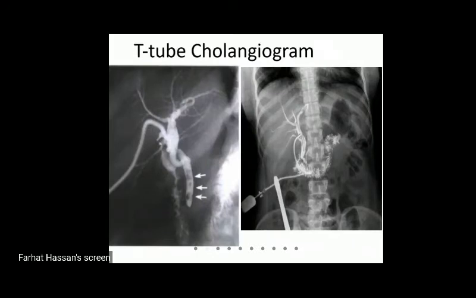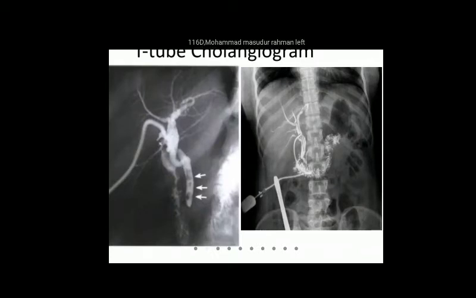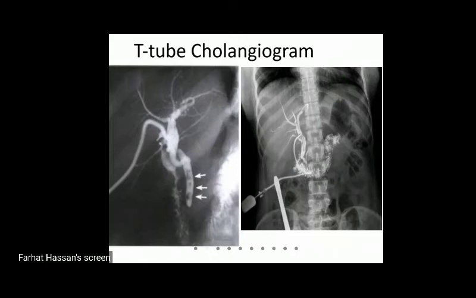There is a dilated bile duct, common bile duct, dilated with some filling defect, multiple stones, possibly stone. So there is a dilated bile duct with some radiolucency. That is the filling defect in the common bile duct. And on the right side, dye is passed easily through the duodenum. So on the right side is a normal T-tube cholangiogram. On the left side it is the T-tube cholangiogram. There is a dilated common bile duct with filling defect in the lower end of the CBD.